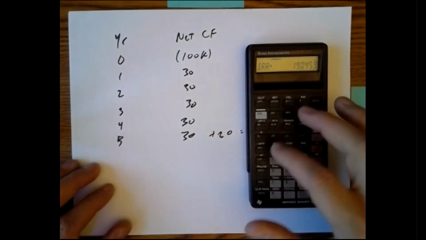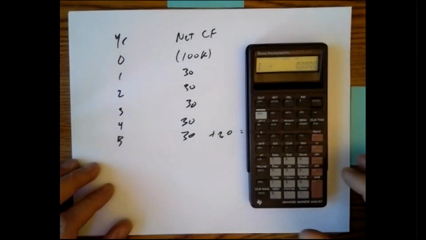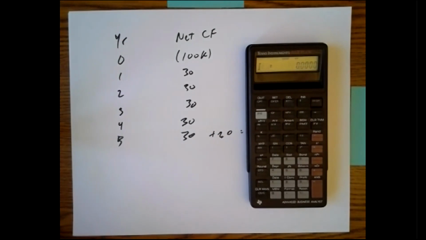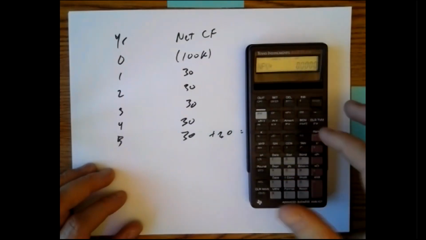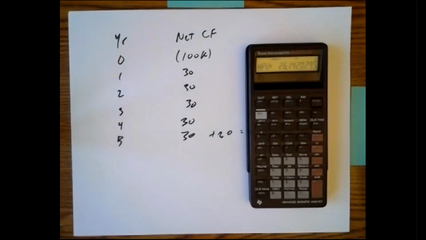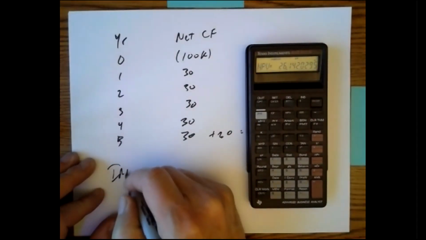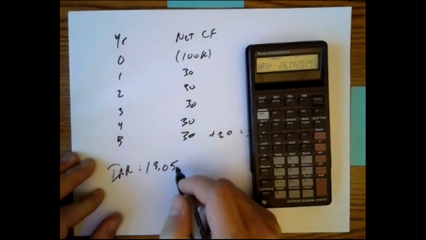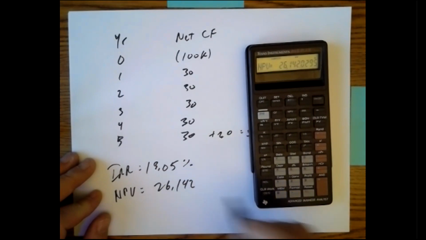The NPV, since we're using the cash flow register, we can do it real quick. We'll do it this way first. The NPV, we need our discount rate. And so the average discount rate for this project is given to us as 10%. So cost of capital is 10%. So we hit 10, enter, and then compute NPV. And we get an NPV of 26,142. Okay, so our NPV, 26,000. So IRR is 19.05%. NPV equals 26,142.